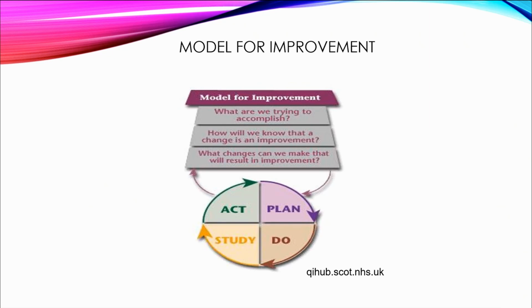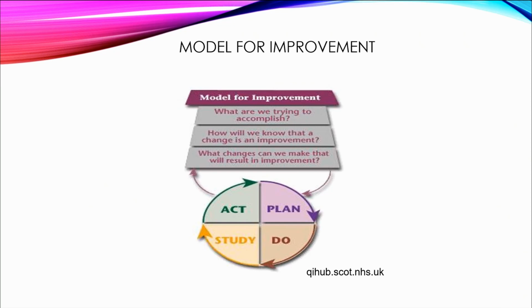The reason it's been chosen is because it's simple to use and can be applied to any size of project. The model asks 3 questions and is then followed by the Plan, Do, Study, Act cycle. Let's go through each part in turn now. The first question in the model asks, what are we trying to accomplish? This means that you should have a very clear idea of what it is you want to improve and to be able to write this as an aim.